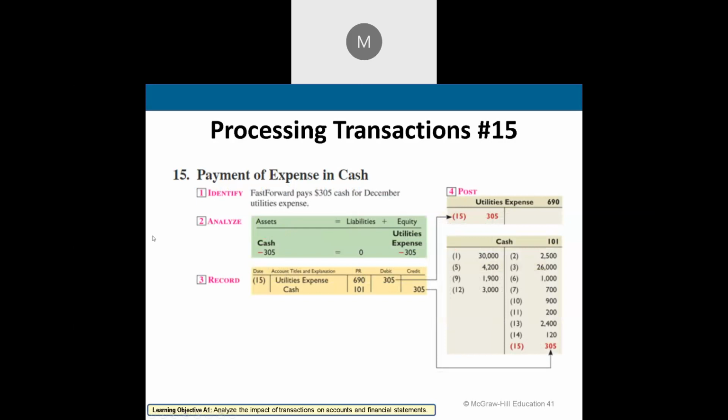Another example, 15. We're going to pay an expense in cash, our electric bill. With the electric bill here, we're just going to pay it right away. Don't even play with accounts payable. We're just going to pay it right away. Okay, cool. There's nothing wrong with that. I'm going to reduce my cash and increase my expense equity. So I debit electric or utilities expense, and I credit cash, and I post to my ledgers.